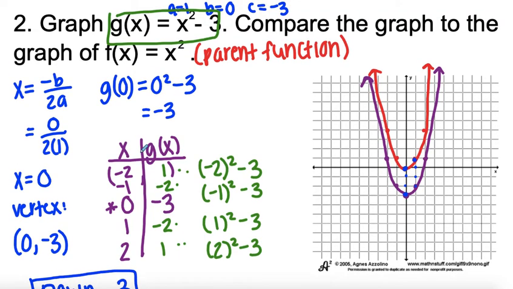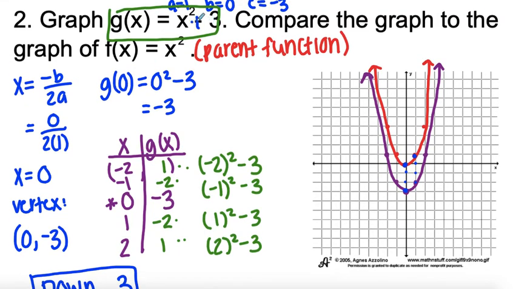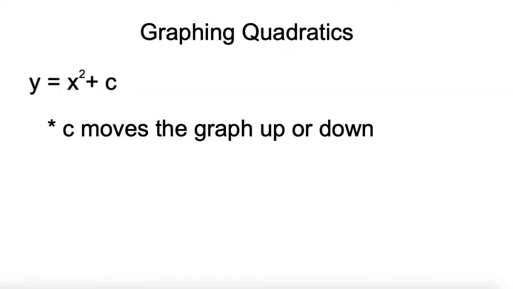So if I was going to add 3 instead from this parent function, all I would do is just go up 3 from my vertex and from my other points. And that would be how I would graph that one. So that plus C, which is my last slide here, is that the C is just going to move the graph up or down.